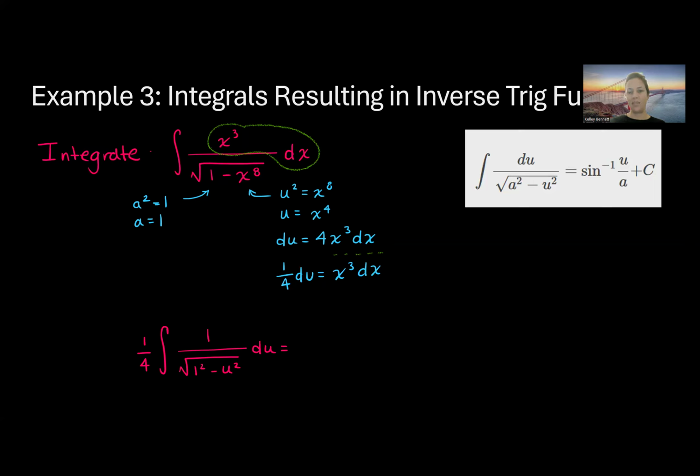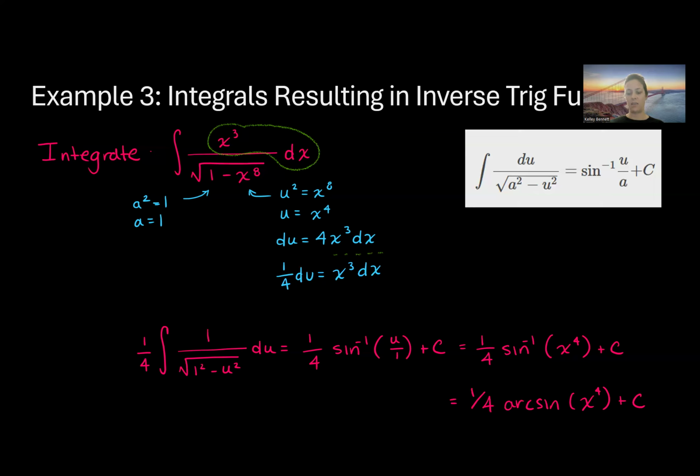And this is a very straightforward substitution. We're going to get arc sine of u over a, where a is just 1. Don't forget about your 1/4. And I'm going to go ahead and put this back to x. U was x to the 4th. So I'm going to get 1/4 arc sine x to the 4th plus c, or you could write that with arc sin as well.